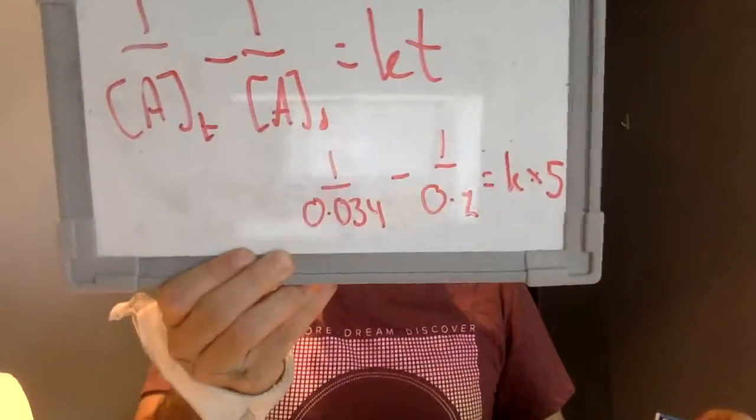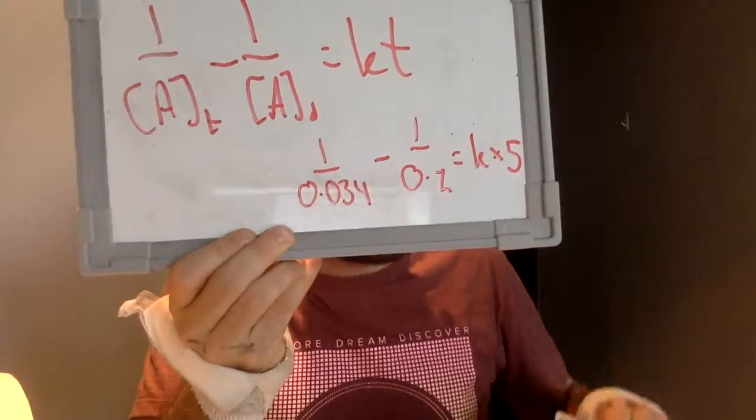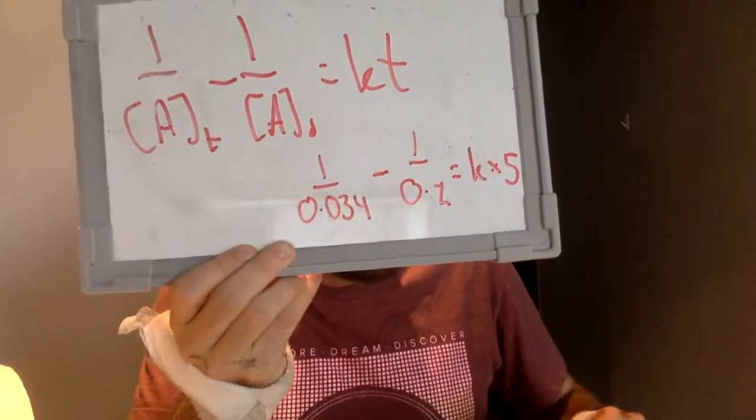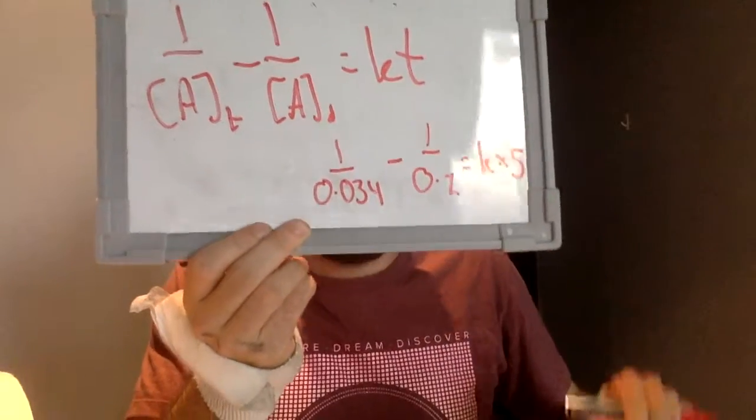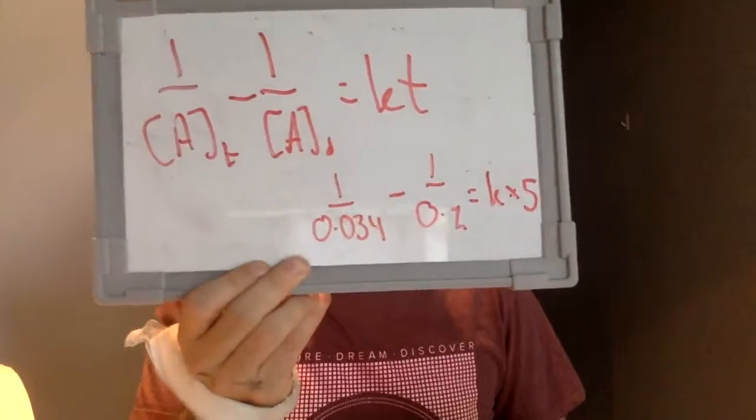So 1 over 0.034 equals k times 5. So I'm using my data table. I'm using time equals 5, so I'm using the concentration of NO2 at time equals 5. I'm using my initial concentration. And for the kt part, I'm doing 5k. And when you solve all of that through, you'll get your correct answer.